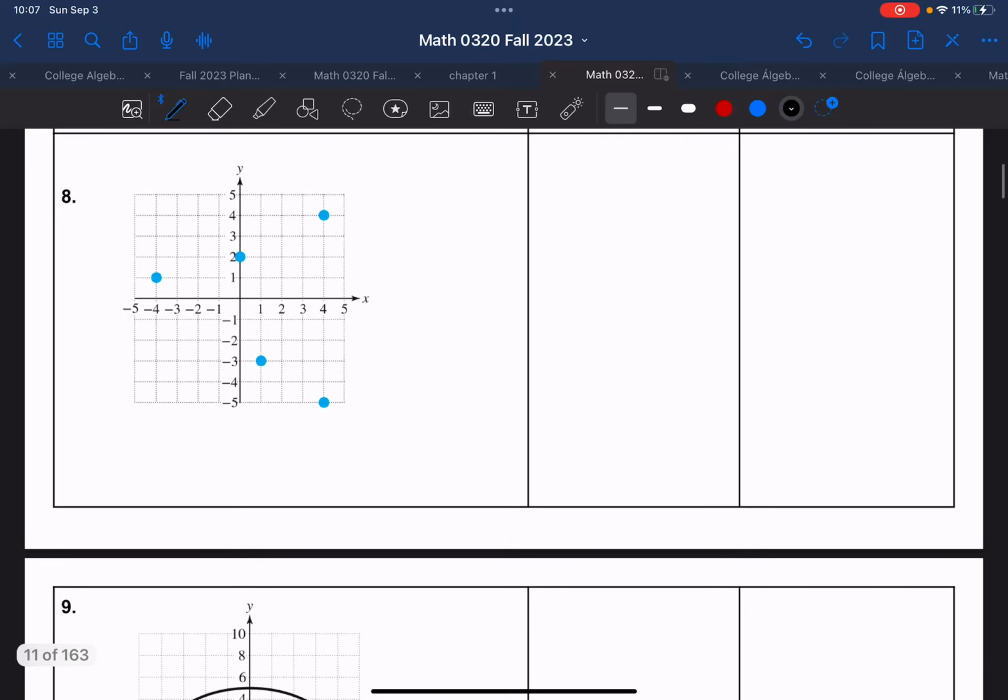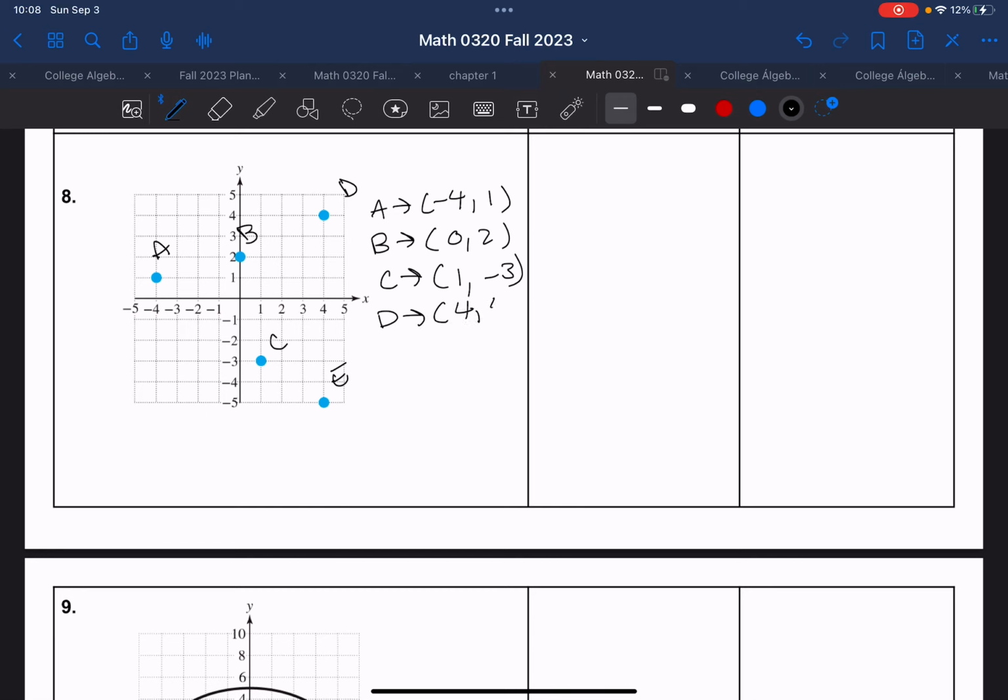Okay, same thing for number 8. So I'm first going to label everything. So A, B, C, D, E. So for my A, that ordered pair, that point is going to be negative 4, 1. B is going to be 0, 2. C is going to be 1, negative 3. D is going to be 4, 4. And lastly, E is going to be 4, negative 5.